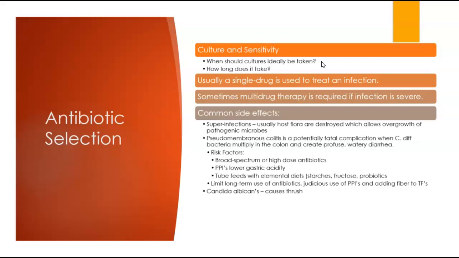Same with TPN. TPN is also just a bug heaven. And so you have to be really careful. Things like making sure that you're doing all the proper care of those tubes, the right flushing, changing tubes when they need to be changed so that we minimize the risk of infection. Limiting long-term use of antibiotics can be really helpful. Judicious use of proton pump inhibitors and adding fiber to tube feeds. Those things can all help with decreasing the risk for C. diff. And then Candida albicans, we talked about this.